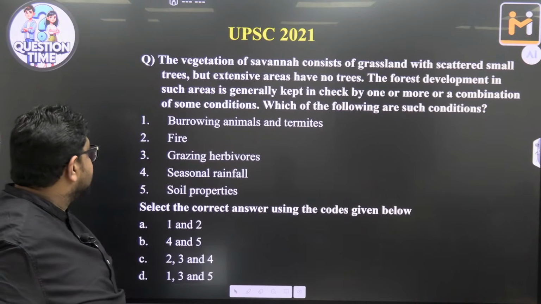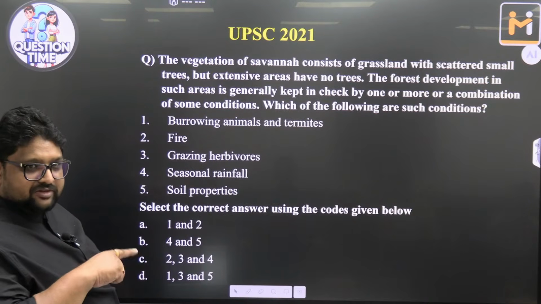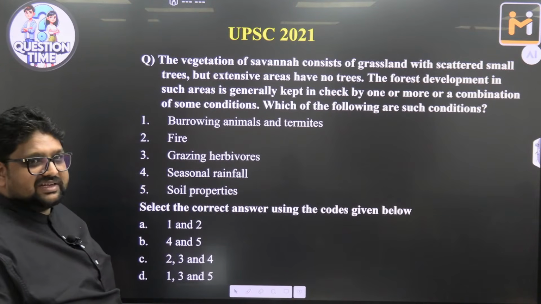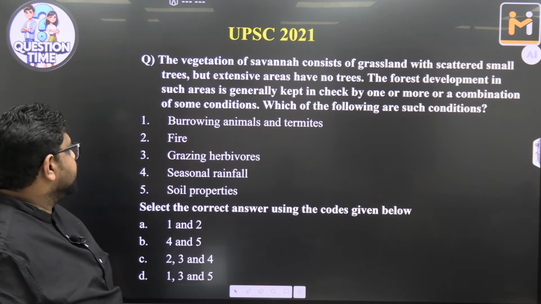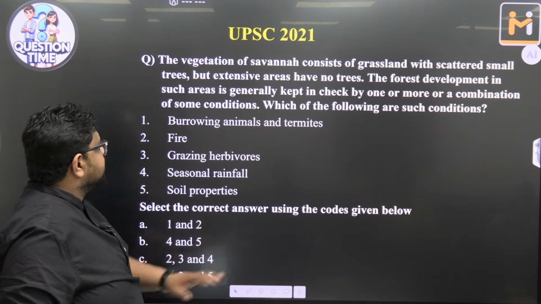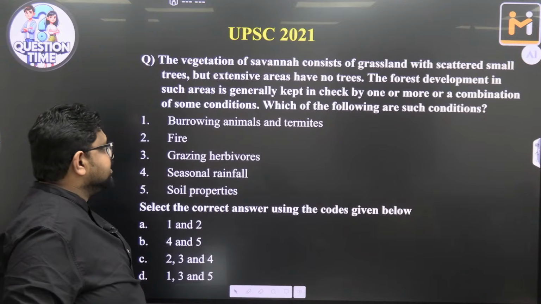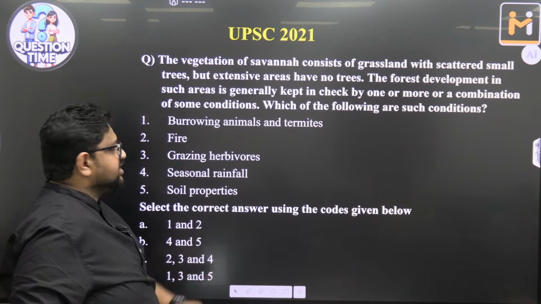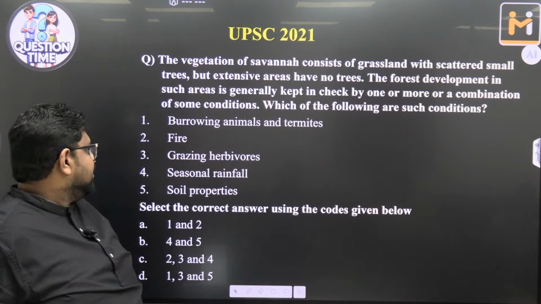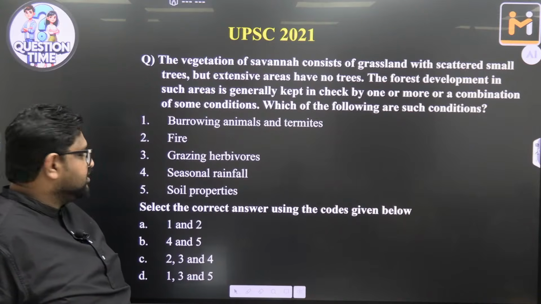Tell me, answer this. The vegetation of savanna consists of grasslands. Earlier they had asked about normal temperate grassland. Now they are talking about tropical grassland, which is called savanna. Vegetation of savanna consists of grasslands with scattered small trees, but extensive areas have no trees. Forest development in such areas is generally kept in check by one or a combination of some conditions. Which of the following are conditions? Fire, burrowing animals, termites, fire, grazing herbivores, rainfall, soil properties.